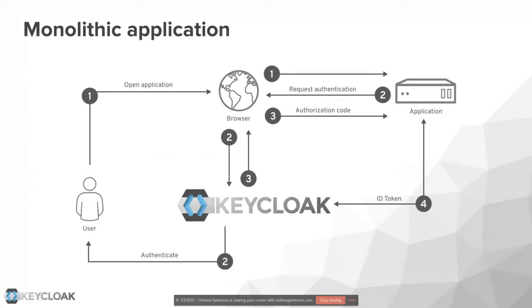An ID token is basically a JSON document that contains what's called claims, which is basically just properties or fields in a JSON document about the user. So username, first name, last name, date of birth, whatever you want. That token is also signed so that the application can trust that that token is actually issued by Keycloak.